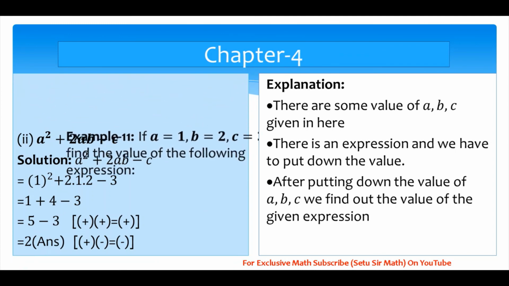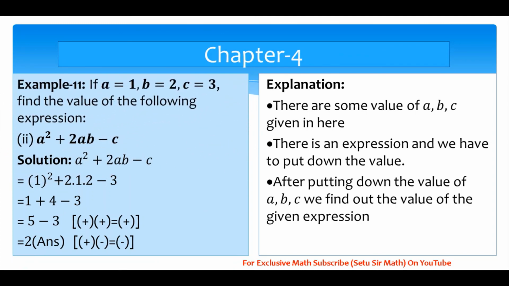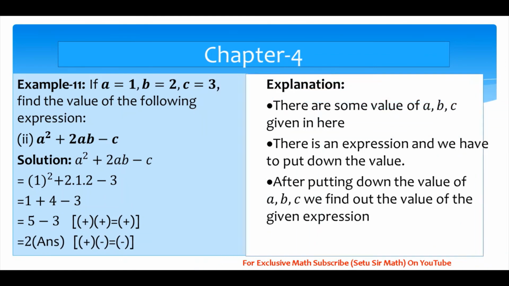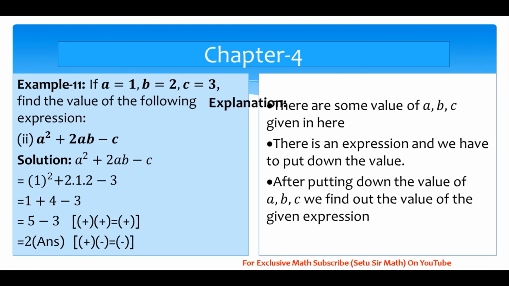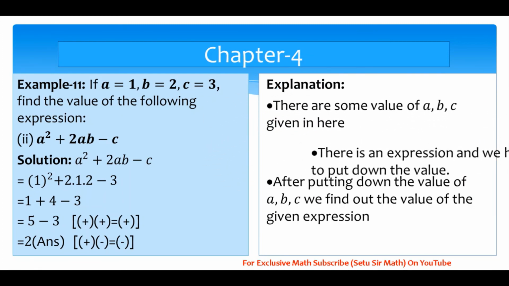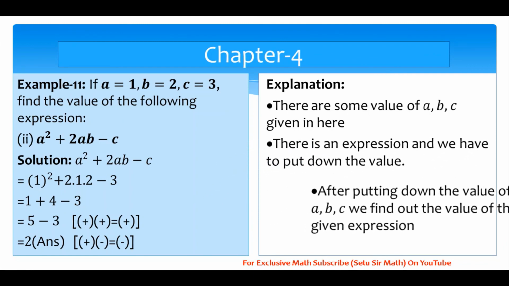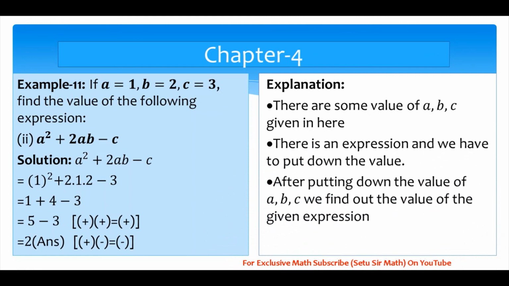That is the example number 11, and if a equals to 1, b equals to 2, c equals to 3, find the value of the following expression. This is the expression and we will get the solution, and we are putting down the value of a, b, c, and we get, in here you can see plus and plus, that would be plus, in here you can see plus and minus, that would be minus. So 2 is our desired answer. And the explanation, there are some values of a, b, c given in here. There is an expression and we have to put down the value. After putting down the value of a, b, c, we find out the value of the given expression.